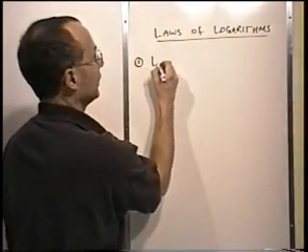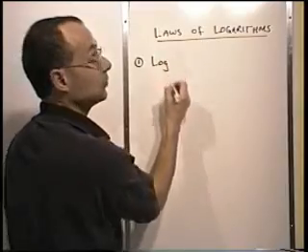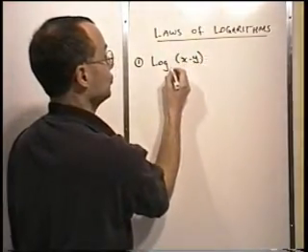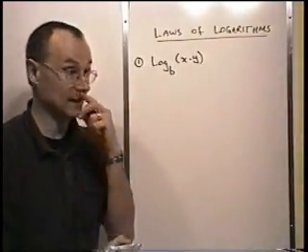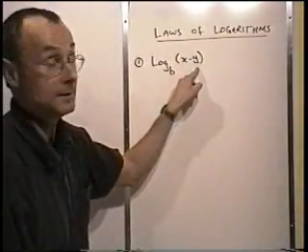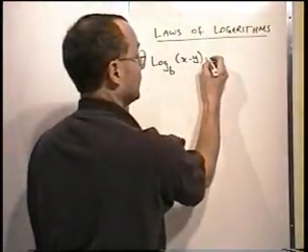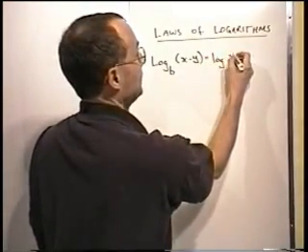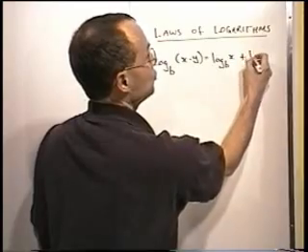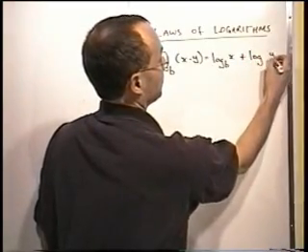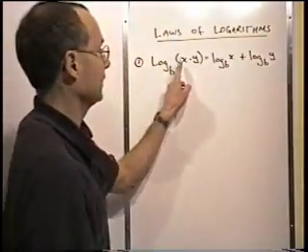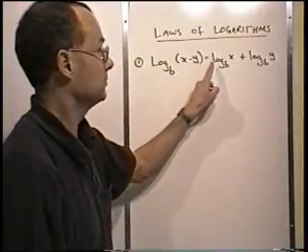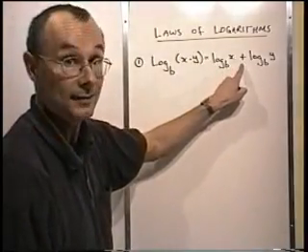The first law looks like this. If you take the log of a product to whatever base you want, okay, so log of x times y, a product of two numbers, we can expand that out by adding two separate logs. Okay, so I have log of x times y, base b, can be expanded by log of x plus log of y, base b.